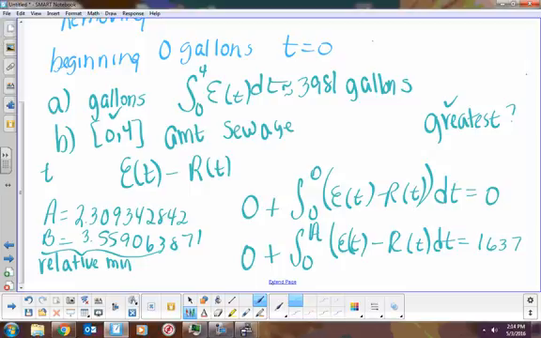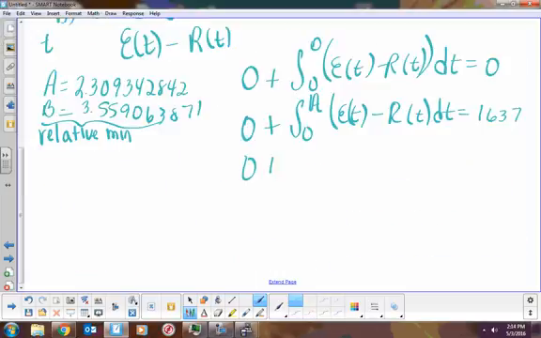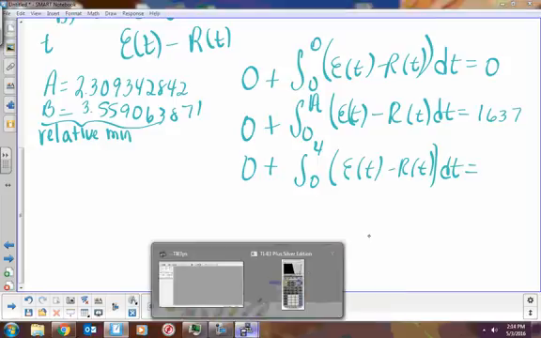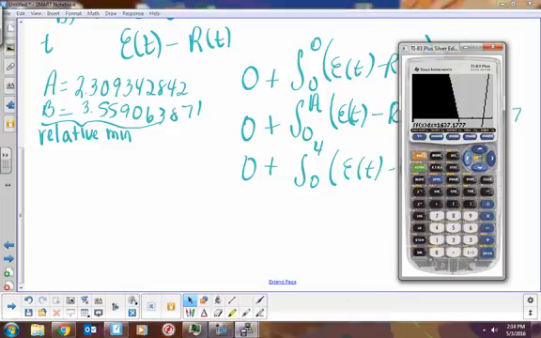Then what are we going to do? 0 plus the integral from 0 to 4. We're not going to do b because that's a relative min. That saves us time. We've got E of t minus R of t dt. So when it's absolute extrema, you've got to consider both the endpoints and the critical numbers.